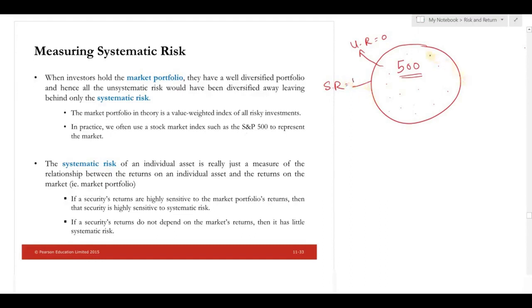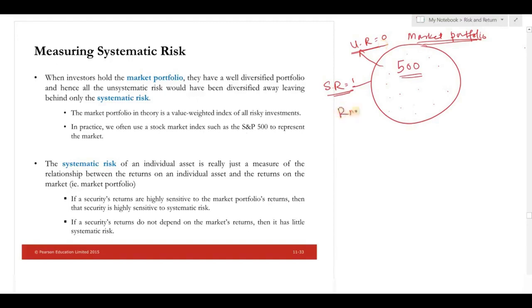So we call this S&P 500 index a market portfolio, right? The market portfolio is the portfolio that is used for comparison purposes, and the market portfolio has only systematic risk, because we assume that unsystematic risk is eliminated to zero.